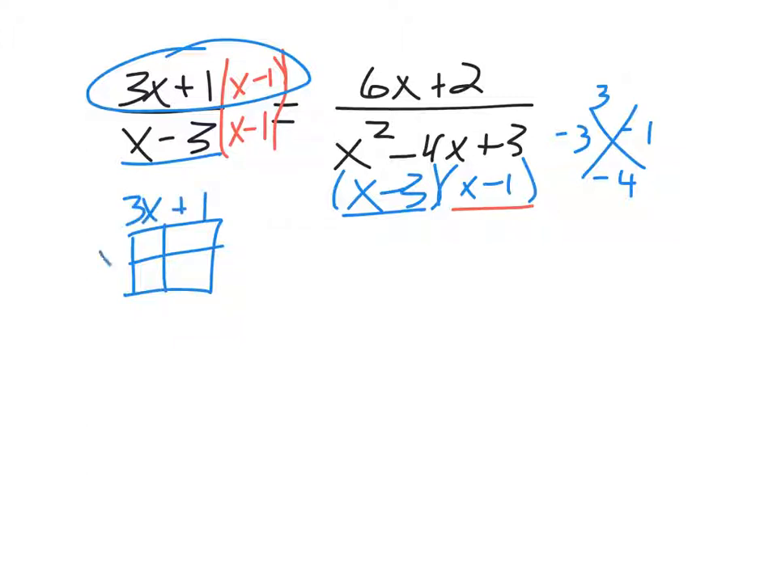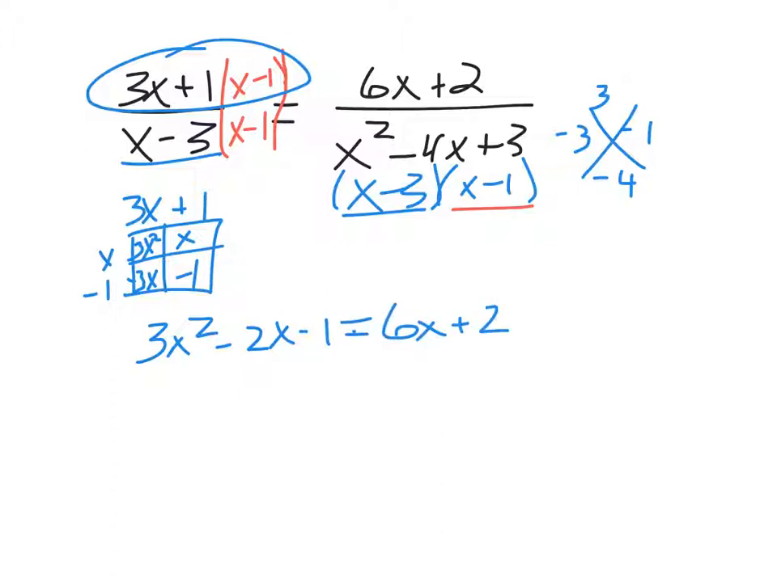Which in no way, shape, or form did I draw big enough right here. 3x squared, x, negative 3x, negative 1. So that numerator is 3x squared minus 2x minus 1 equals 6x plus 2. Now, unlike the other problem, my x squared is on the left side, and I'm going to leave it over there because it's positive. Hypothetically, you can do it if it's negative. My life suggestion to you is to keep it positive. Alright, negative 2x minus 6x, and then we're going to minus the 2.